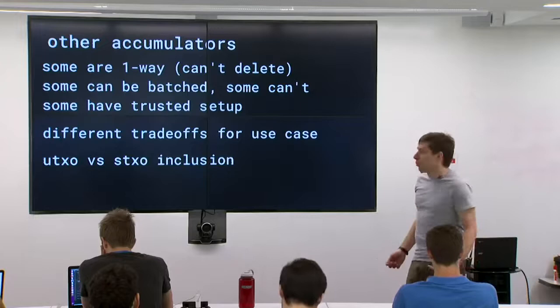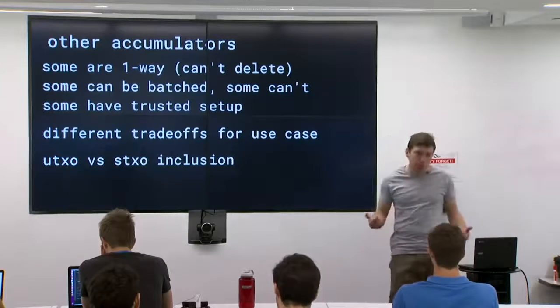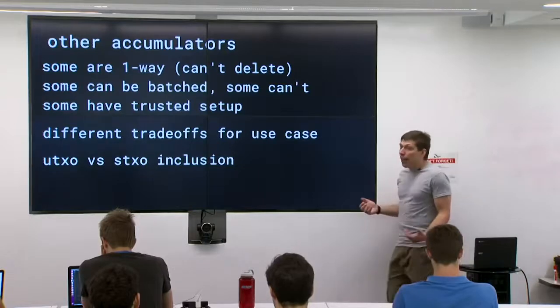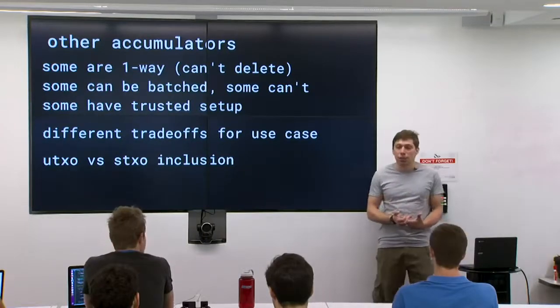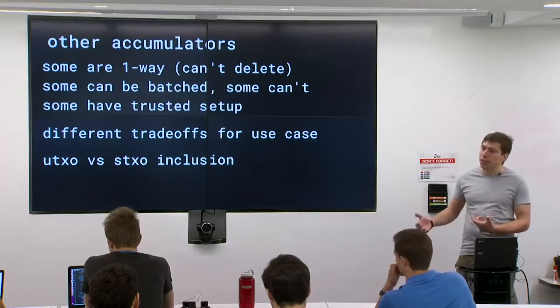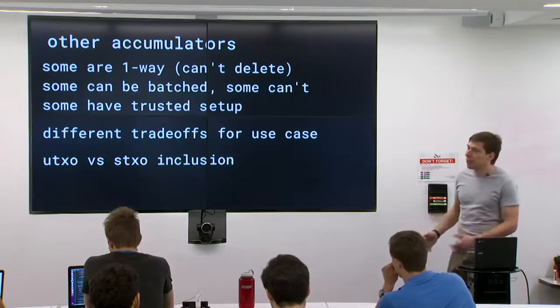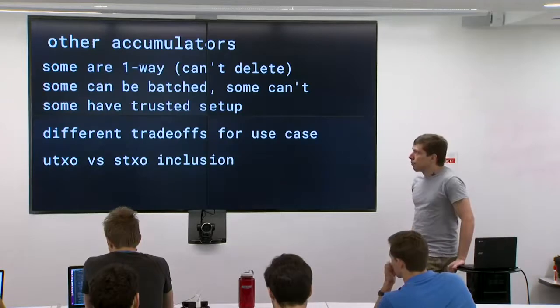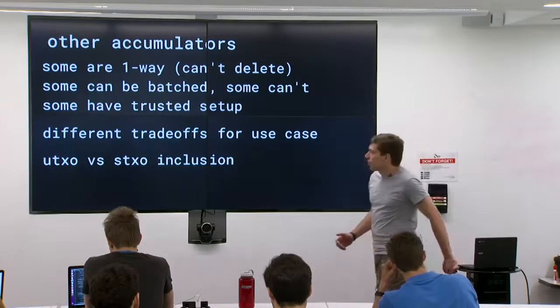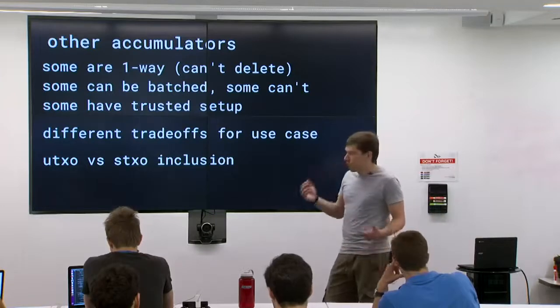Sometimes you can batch things. You could see in the composite number accumulator, you could batch things, where if I add 105 to the accumulator, I'm performing one operation that essentially adds 3 objects, right? 3, 5, and 7. Some can be batched like that, some cannot. Some have trusted setup, some don't. So there's different trade-offs for all these different use cases.